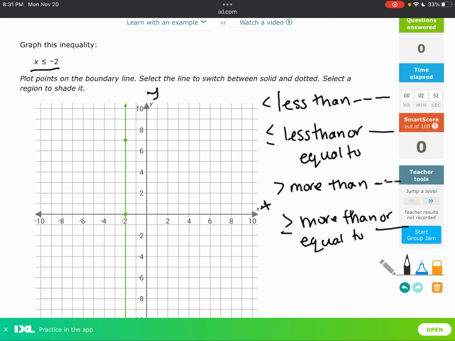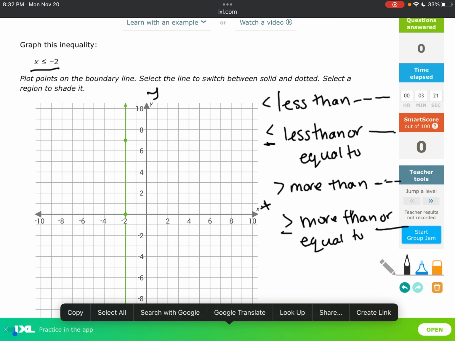So I put my points here, and then I need to decide if it's open or closed. This has a less than or equal to sign. That means this line is closed. If the line was open, I would just tap the line. So now it's open. I can tap it again to be closed. If I put my point in the wrong spot, I can click it so it will go away, and then I can just put it back.